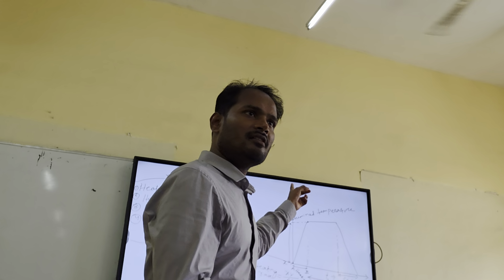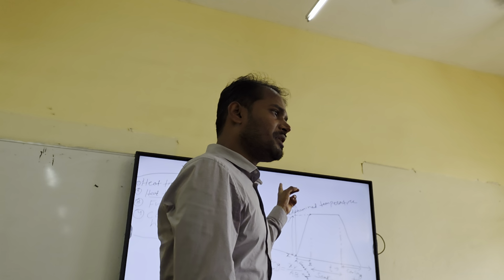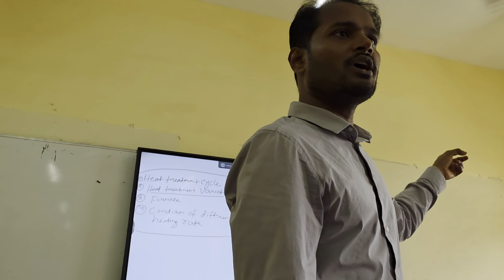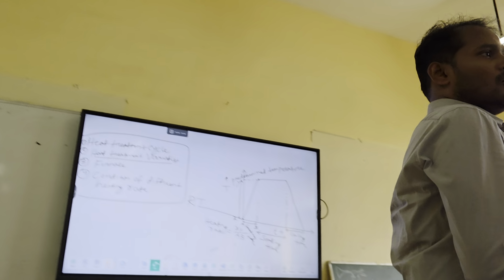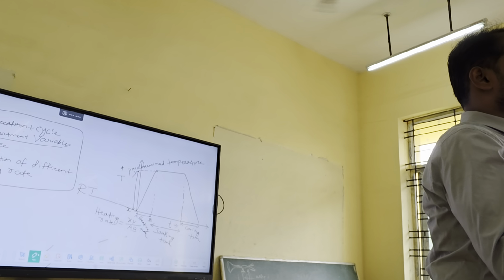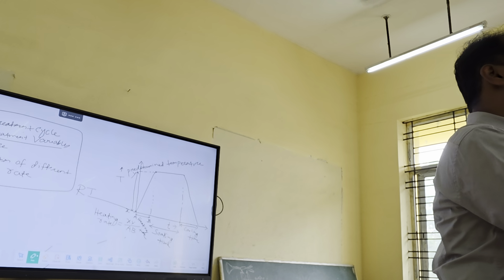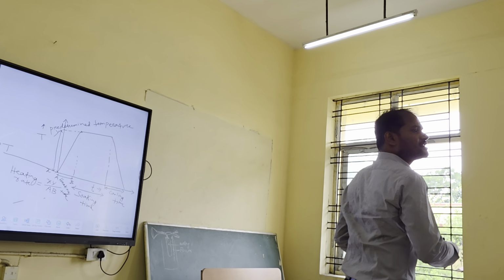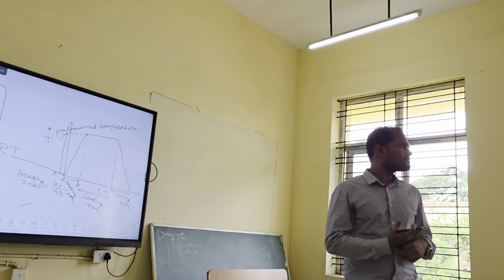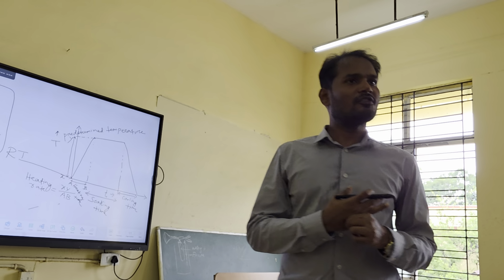First is heating rate, second is the predetermined temperature, third is the soaking time, and last is the cooling rate. These are the variables. If they change, then your property also changes, because you may end up with different phases, or your microstructure may change. It is okay. Fine.